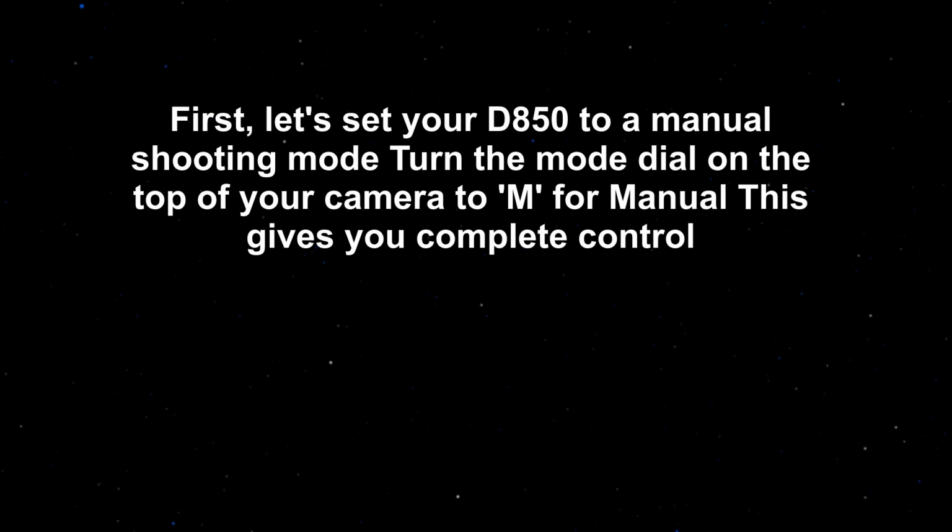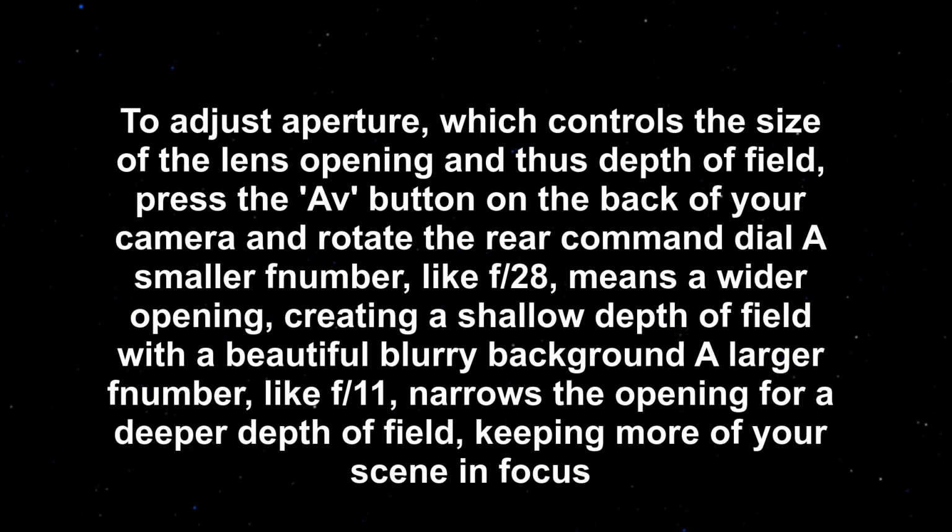This gives you complete control to adjust aperture, which controls the size of the lens opening and thus depth of field. Press the A button on the back of your camera and rotate the rear command dial. A smaller number, like f/2.8, means a wider opening, creating a shallow depth of field with a beautiful blurry background. A larger number, like f/11, narrows the opening for a deeper depth of field, keeping more of your scene in focus.